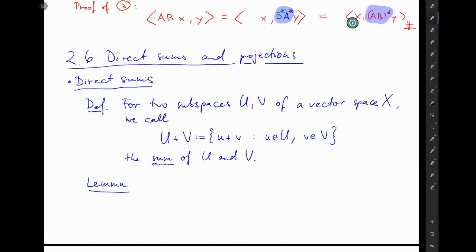Here's the first little lemma. This new set U plus V is again a subspace of X. This is not difficult to show. Please try that on your own and ask in the problem session if you have problems with that.